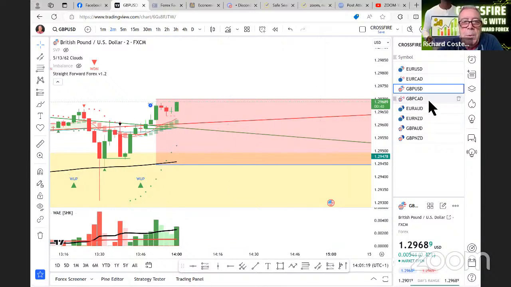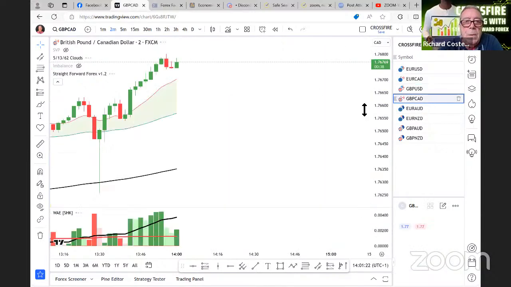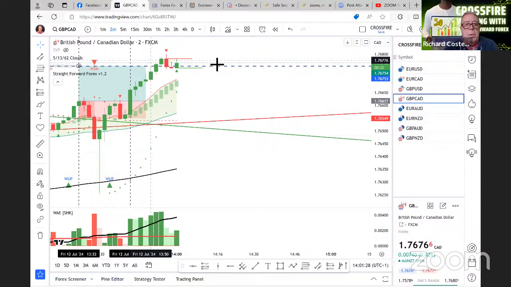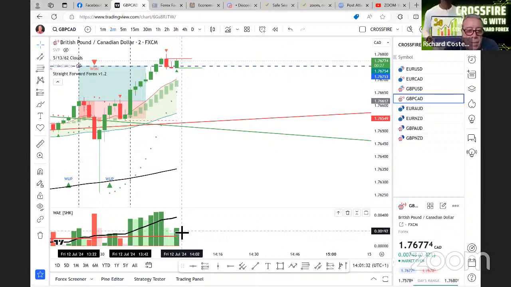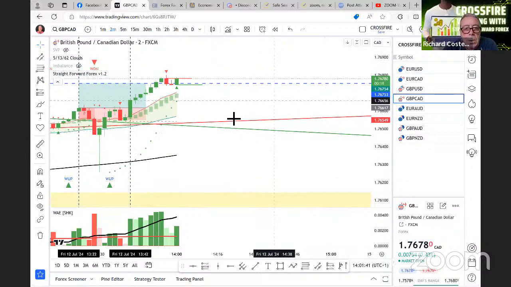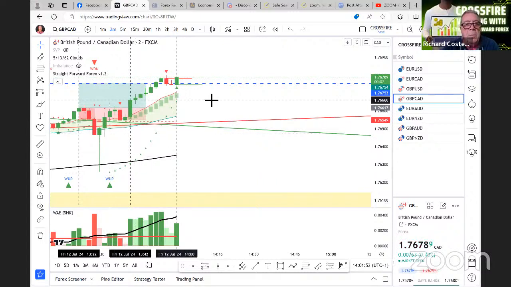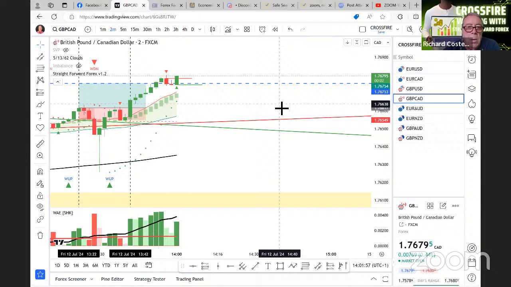I'll just have a look at GBP CAD. Yeah, so that would have gone up to my 2%. It is trying to get a little bit higher, but the buyers are just sort of stepping back a little bit. But the momentum does seem to be upwards, although the PSARs were quite a distance away from price, so they're getting closer to price. So perhaps the momentum is waning on that pair.